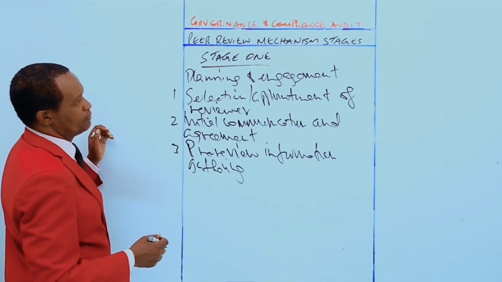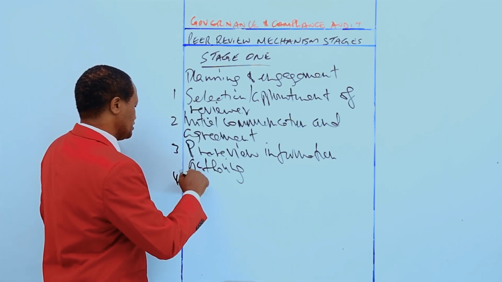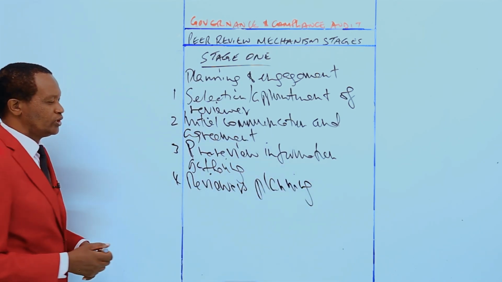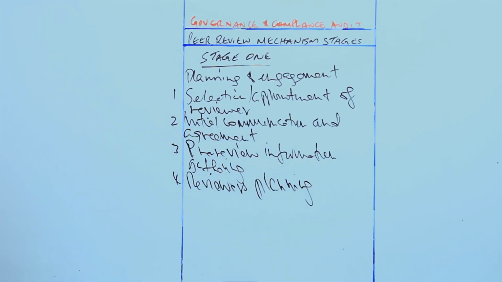Then we have the fourth stage, reviewers planning. Based on the questionnaire and the initial discussions, the peer reviewer develops a detailed plan for the review, and this includes identifying key risk areas within the reviewed entity's quality control system. It may also include determining the sample of the governance and compliance audit engagements to be selected for detailed review, and so on.